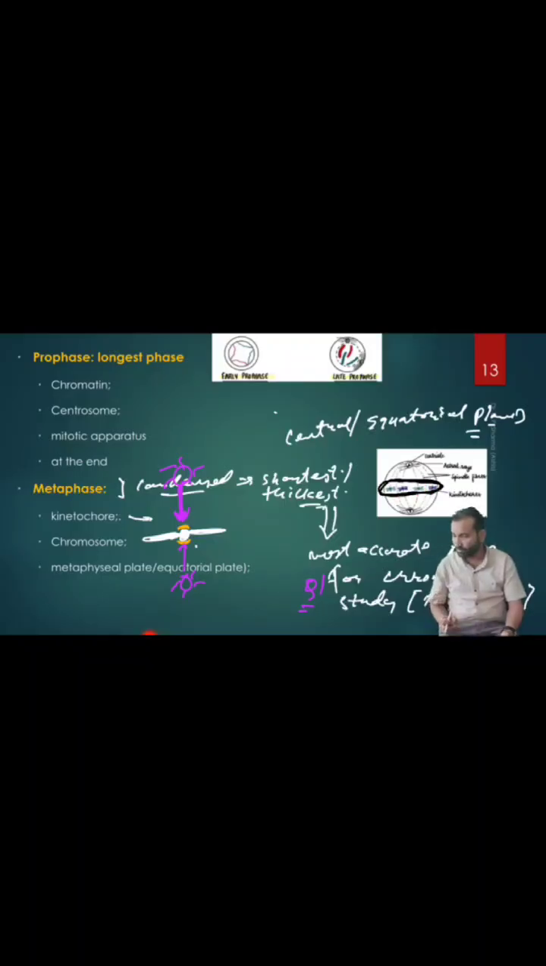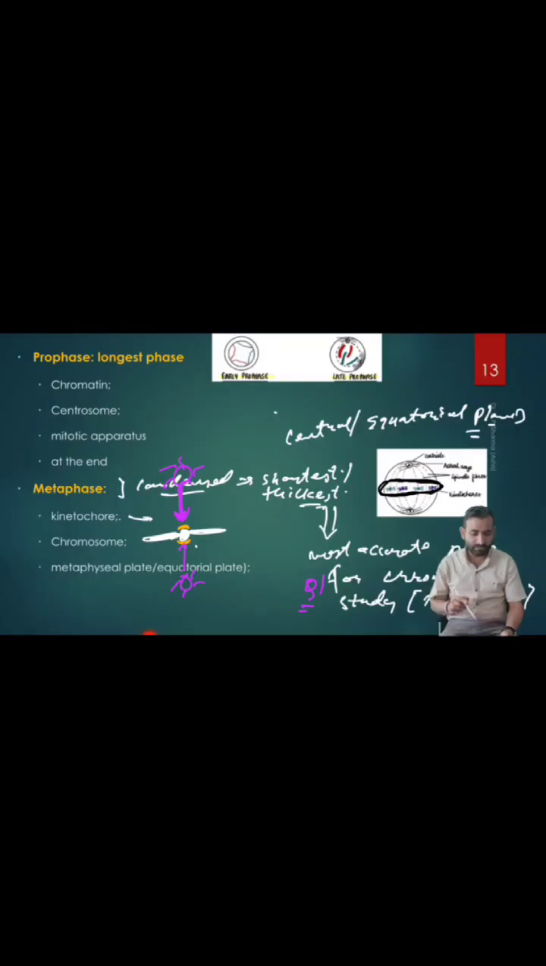This is in the equatorial plane. Hope you understand. Yes, this is also called what? Metaphase plate or equatorial plate. What is this called? Metaphase plate or equatorial plate. Hope you understand. This is the metaphase. So in metaphase, what are the stages? The chromosomes, the chromatids, condense and become shortest and thickest, so that this is the best stage for the chromosomal study, for karyotyping.